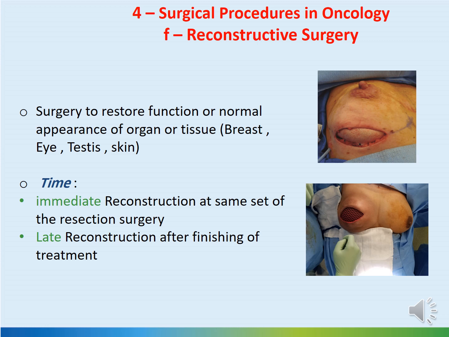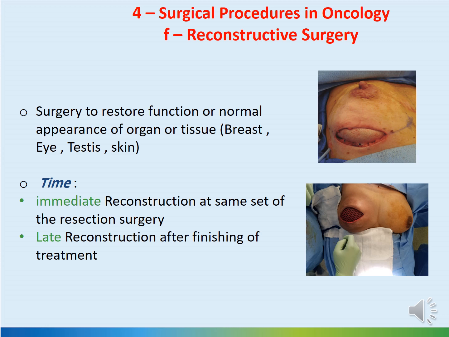The last type of surgical procedure in oncology, or in cancer, is reconstructive surgery. This type of surgery aims to restore function or normal appearance of an organ or tissue after removal. The common example here is breast reconstruction after mastectomy, or reconstruction after removing some organs like a testis or eye or even the skin.